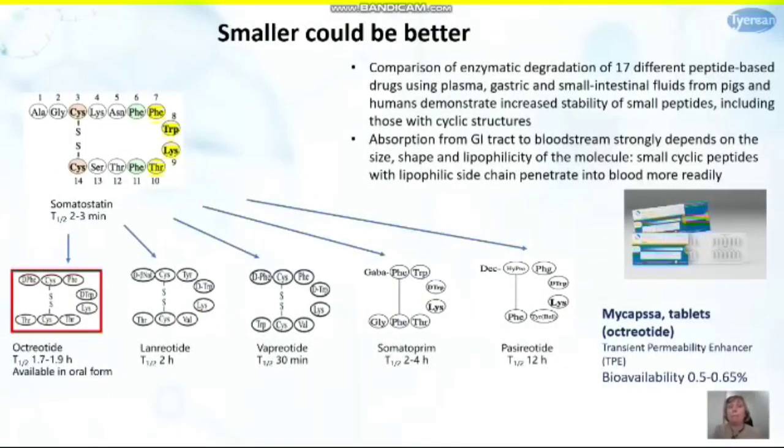One more idea, making peptides shorter. Natural peptide somatostatin possesses a very short half-life time, only 2 to 3 minutes, but its shorter analogs with some amino acid replacements showed much higher half-life times. Here on the slide you can see some analogs of somatostatin. And one of them, octreotide, was developed in orally available form. Though bioavailability of this compound still is very low. But I would like to emphasize that sometimes making peptides smaller increases their stability and permeability.